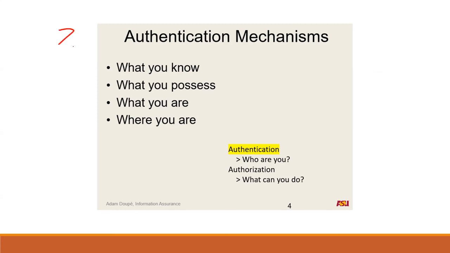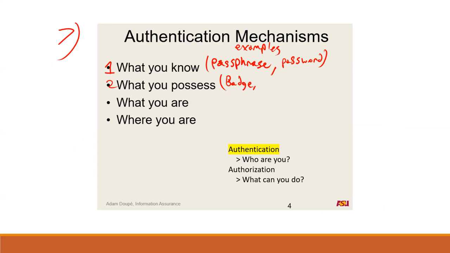I believe this is 7, right? Yes. So there's three authentication mechanisms. One is what you know, so that can be a passphrase, or it can be like a password. What you possess, so that can be like a badge. That just shows that you have access to one of the authentication mechanisms you own, or it can be like a physical key.